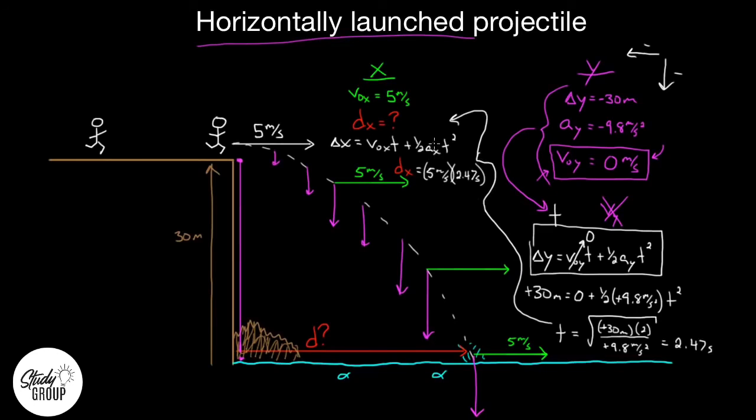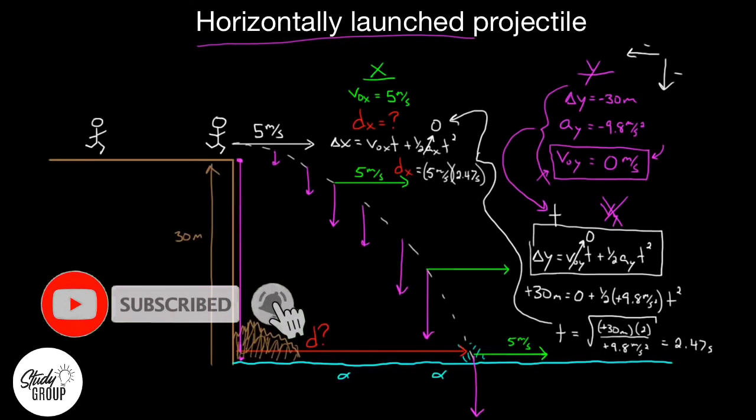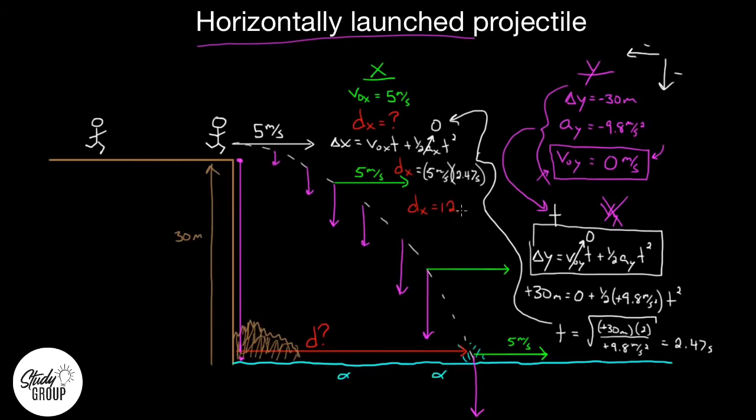How about this a_x? This a_x is 0. Remember, there's nothing compelling this person to start accelerating in the x direction. If they've got no jetpack and there's no air resistance, there's no reason this person's going to accelerate horizontally. They maintain the same velocity the whole way. So what do we get? If we solve this for dx, we'd get that dx is about 12.4, I believe. Let's see, I calculated this. 12.4-ish meters.